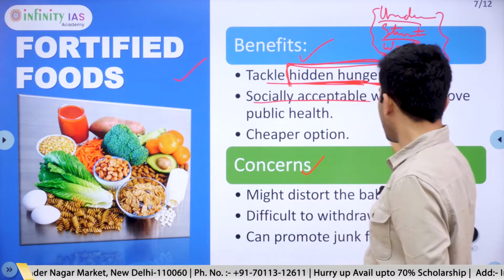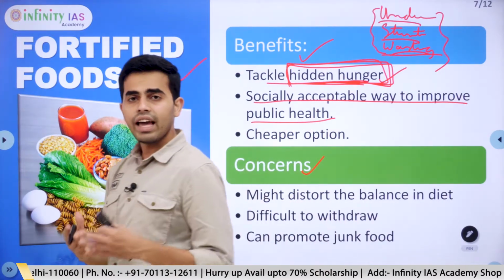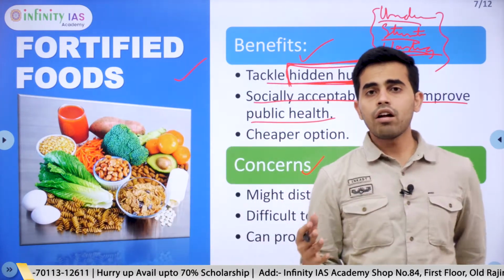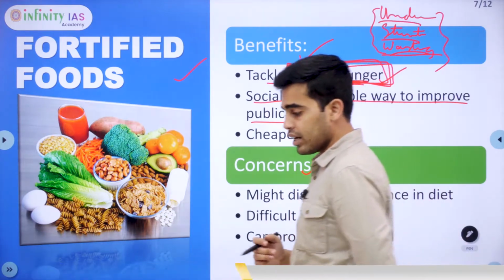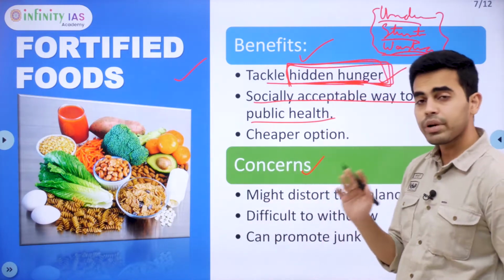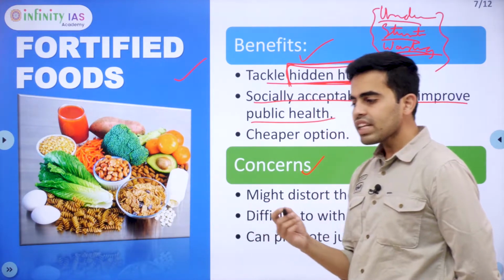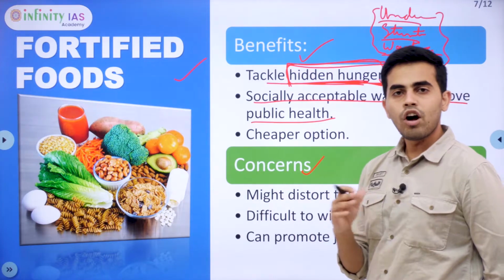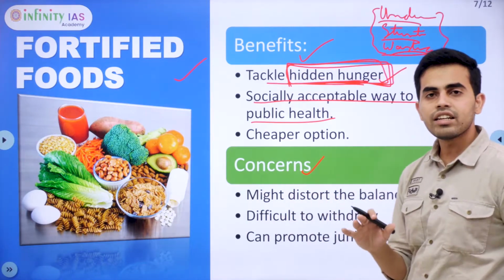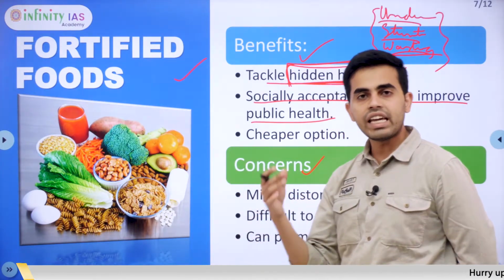Next comes socially acceptable way to improve public health. So if we see, we already have programs like administration of iron and folic acid tablets to adolescents as well as pregnant women. But we see there is high prevalence of anemia both among adolescents and even pregnant women. So why is it not helping as much as it should? Because taking a tablet is generally not very much socially accepted. People might believe that taking external medications might not be good for their health. So they might think twice before taking a tablet.